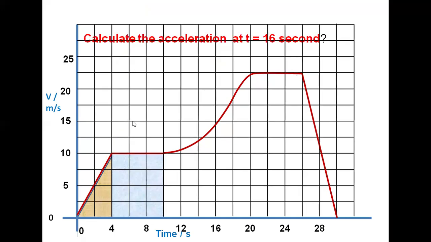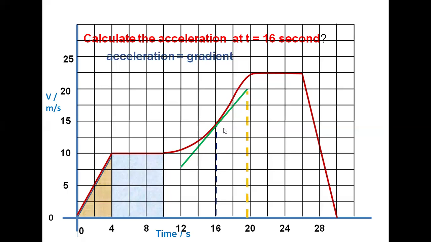Now, calculate the acceleration at t equals 16 seconds. So where is t equals 16 seconds? This one. Because this is increasing velocity, changing acceleration, non-uniform acceleration, we will first have to draw the tangent at that point. Acceleration is gradient. So this is the time at which we have to find the acceleration. So draw a tangent which touches the curve at the point where the time is 16 seconds.